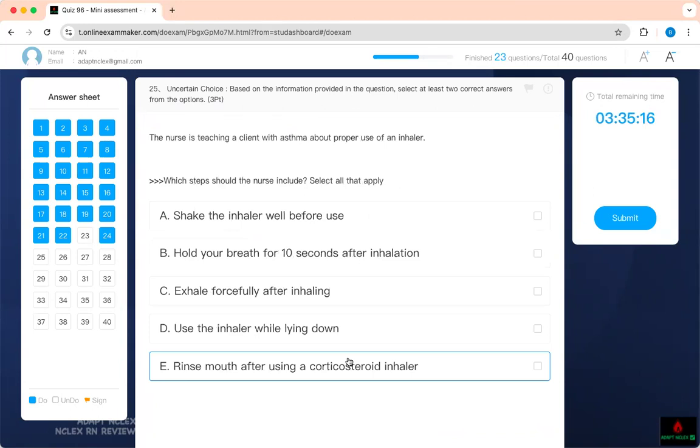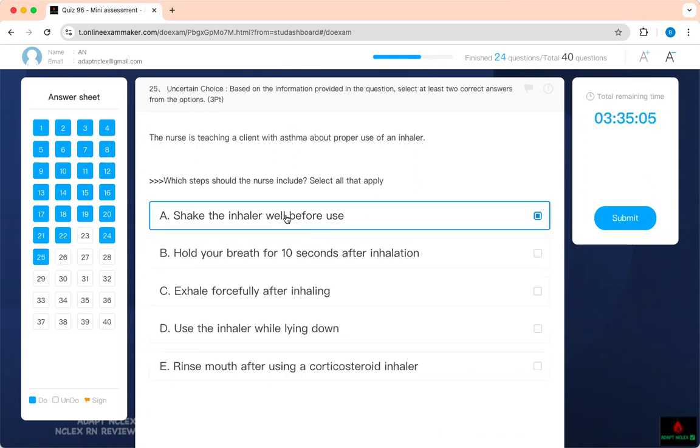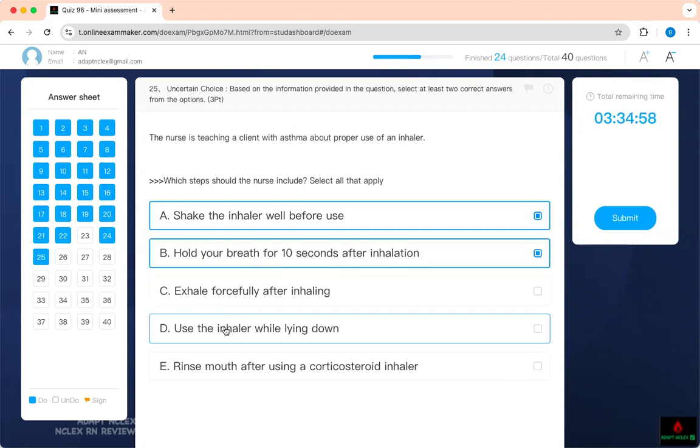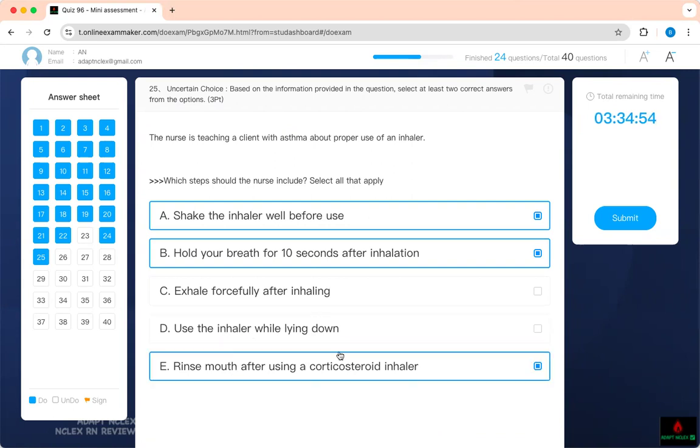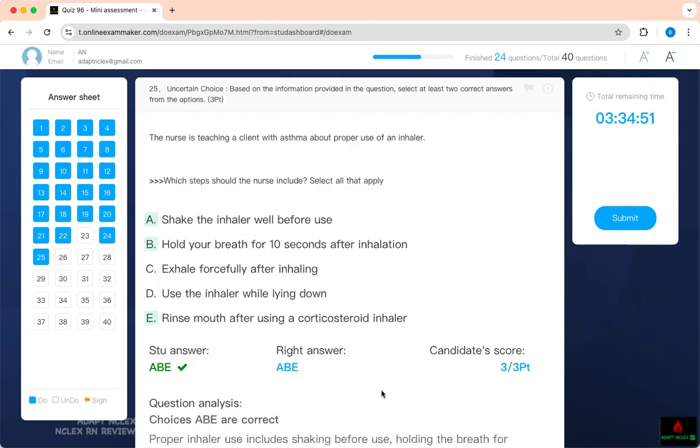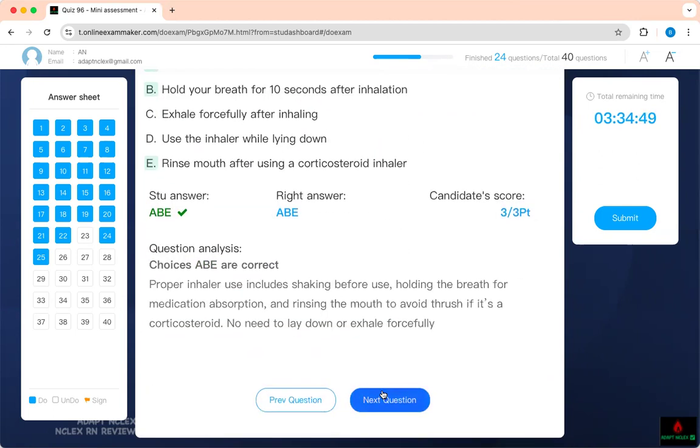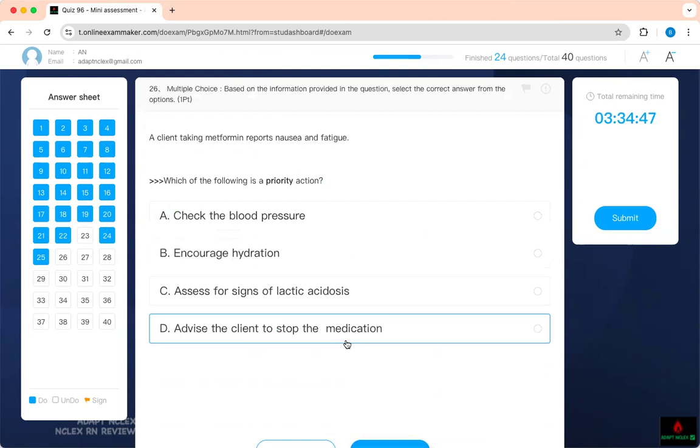Which steps should the nurse include? Select all that apply. A nurse is teaching a client with asthma about proper use of an inhaler. What is the proper use? Shake the inhaler before use. Hold your breath for 10 seconds. You should not exhale forcefully. Using the inhaler while lying down is not indicated. Rinse your mouth after using a steroid. You can also rinse your mouth after using ipratropium. It's also anticholinergic.